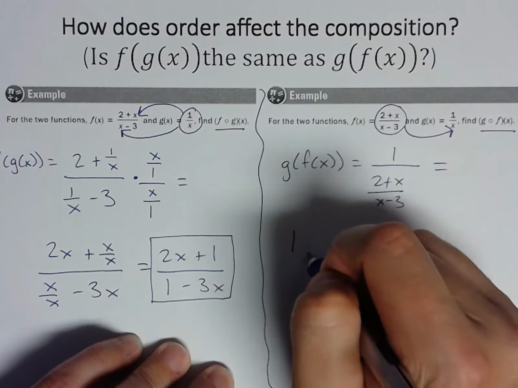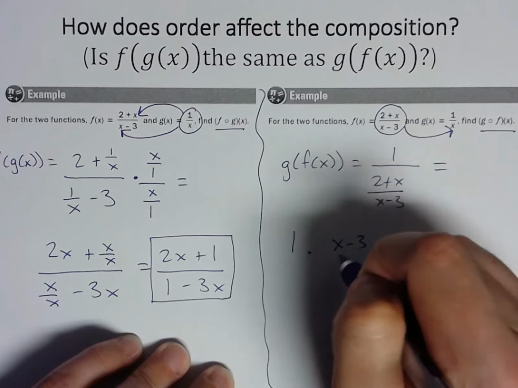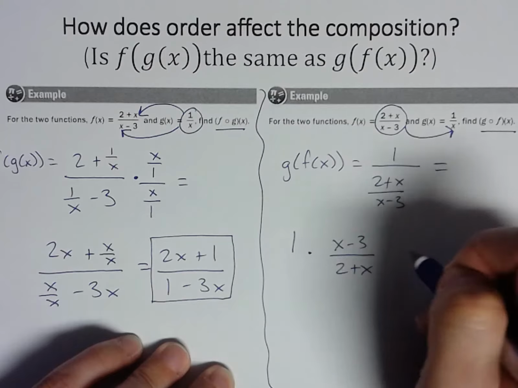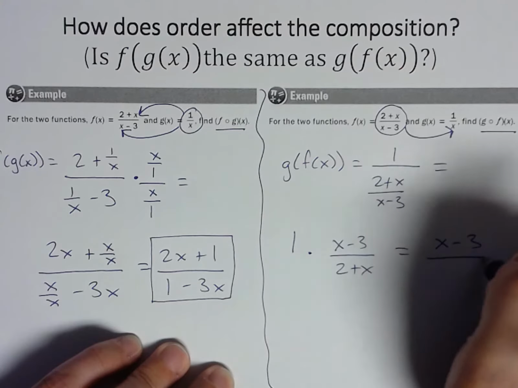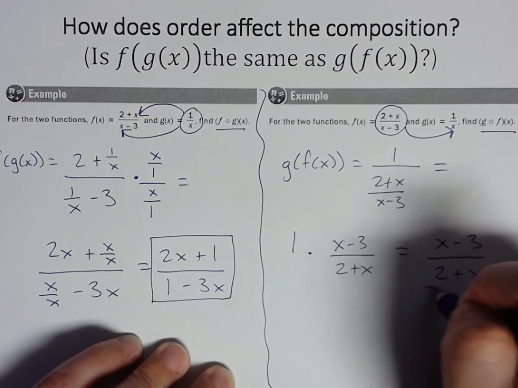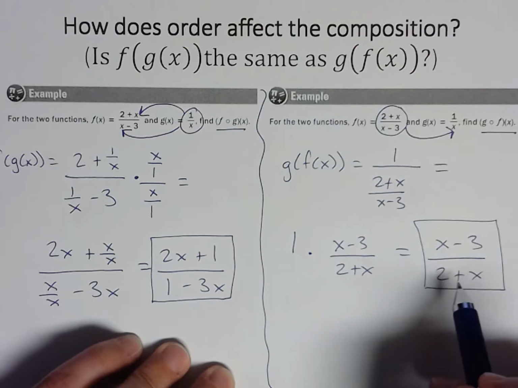So that'd be 1 times, then I can flip this bottom one, x minus 3 over 2 plus x. Of course, 1 times that's not going to change anything. So x minus 3 over 2 plus x. So that one's a little quicker. Not much to simplify there.